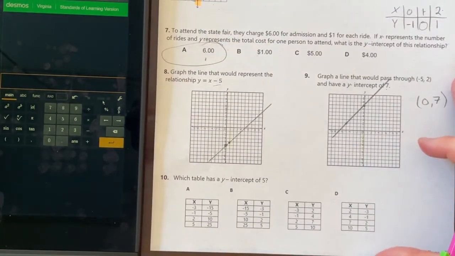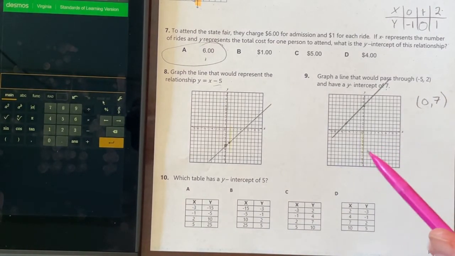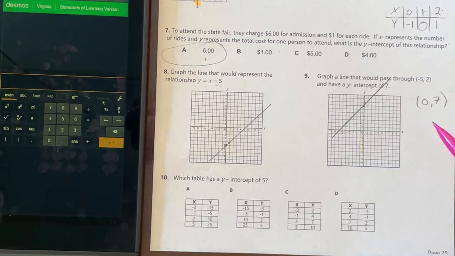Lastly, it has this. Let me make sure it's on there. Yep. All right. Which table has a y-intercept of 5? All right. So usually they give you where x equals 0. However, that's not the case. That is okay. We can figure it out.